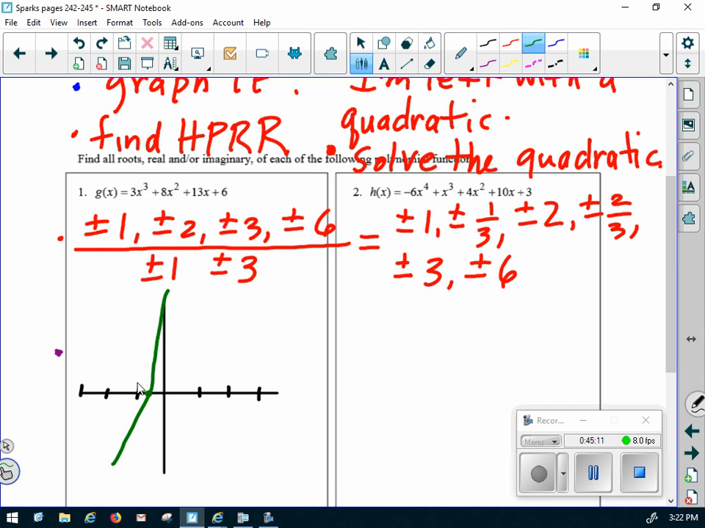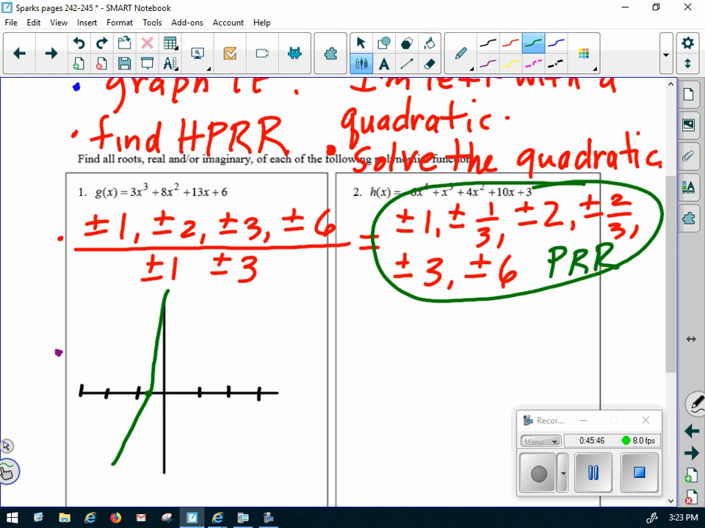My leading coefficient is positive and my degree is odd. What does that tell me about end behavior? Opposite. And when my degree is odd with a positive leading coefficient, down to the left, up to the right. Does that work? All right, so that seems to work. So these, what do we call these? Possible rational roots. Now we're going after the highly possible rational roots.